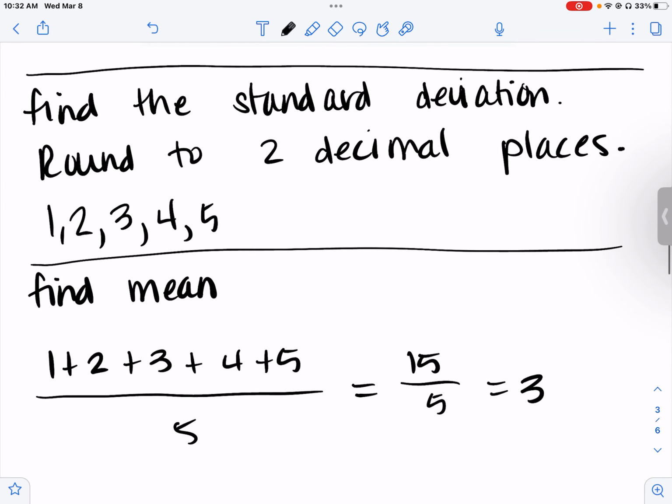Okay, so let's do another example. Find the standard deviation, round to 2 places. 1, 2, 3, 4, 5. So first we're going to add. 1 plus 2 plus 3 plus 4 plus 5 is 15. Okay, now the mean: you divide the sum by n. There's 5 numbers. 15 divided by 5 is 3.